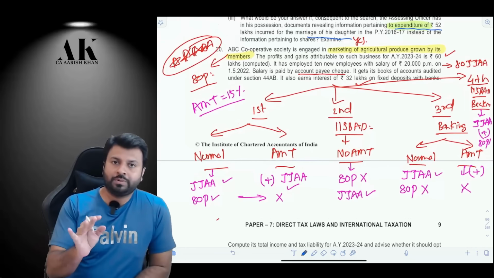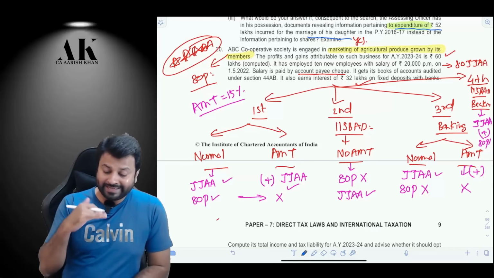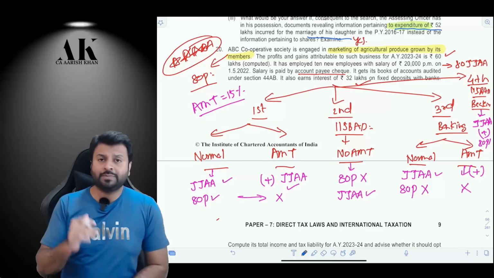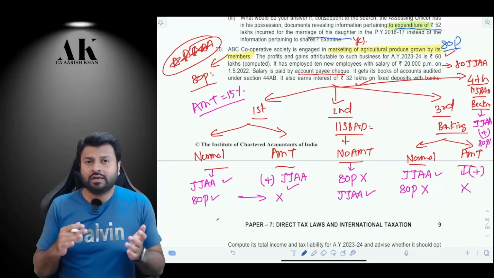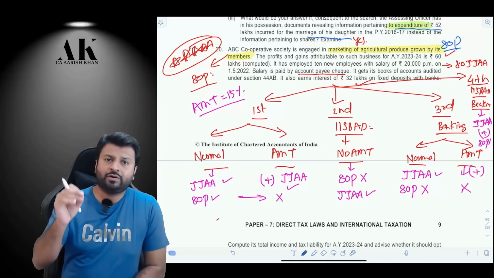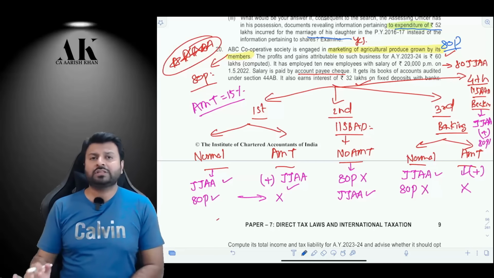This question is on a cooperative society, and the cooperative society is engaged in marketing of agricultural produce grown by its members. Therefore, it is eligible for what? 80P. A cooperative society engaged in the marketing of agricultural produce is eligible for 80P. Now, there are multiple provisions and conditions which we have to follow.